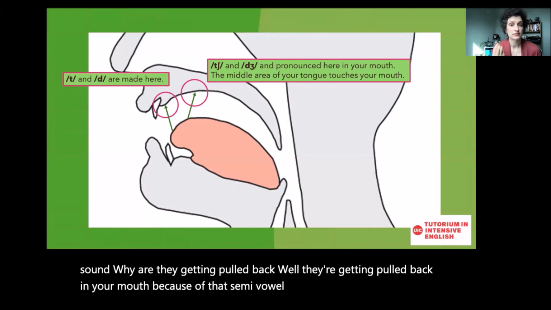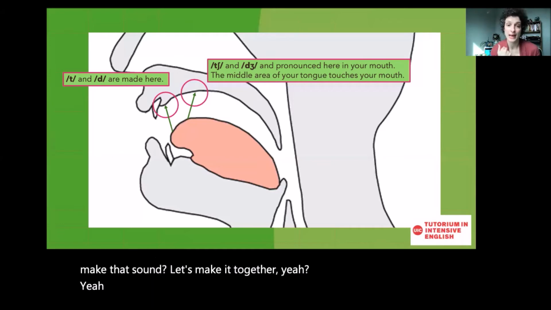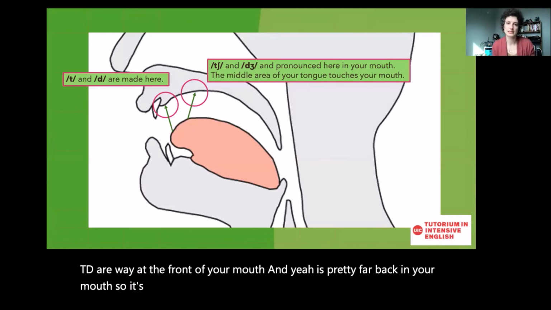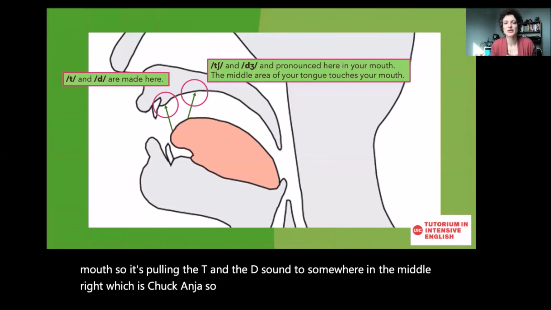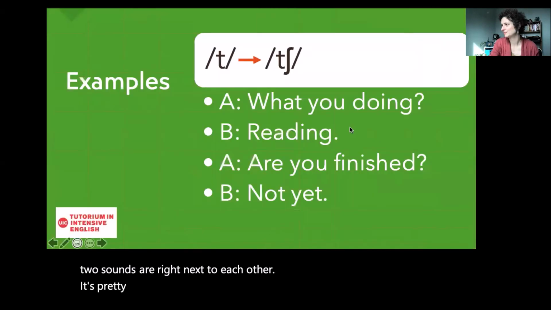That Y, if you make that sound, let's make it together. Yeah, yeah. That sound is even further back in your mouth. Okay, so T and D are way at the front of your mouth, and yeah is pretty far back in your mouth. So it's pulling the T and the D sound to somewhere in the middle, right? Which is ch and ja. So it's creating new sounds when these two sounds are right next to each other. It's pretty cool, actually, when you think about it.